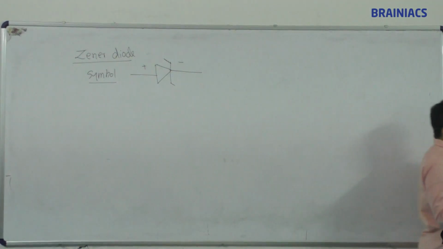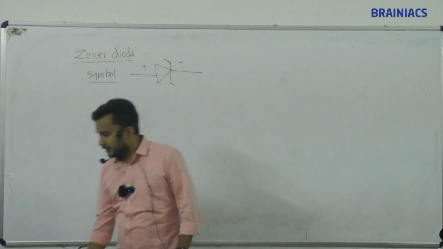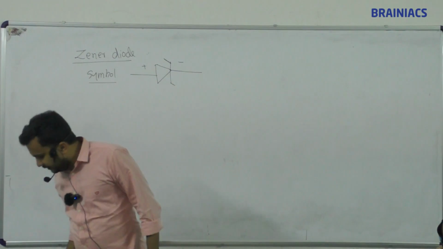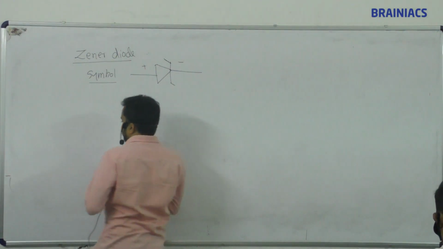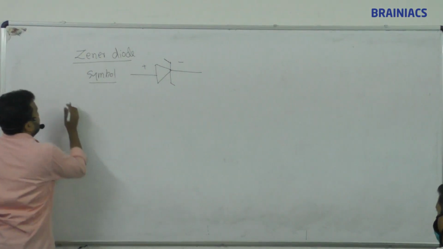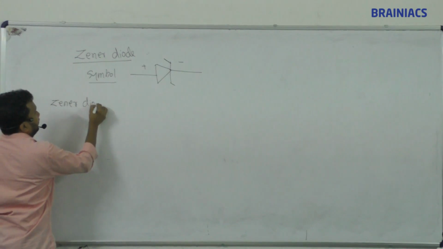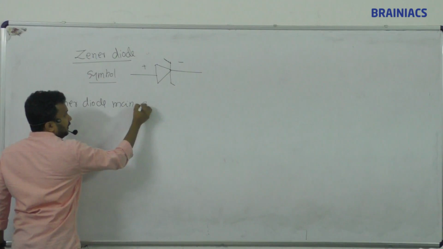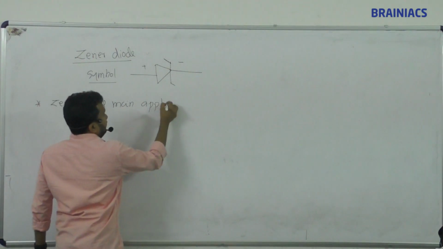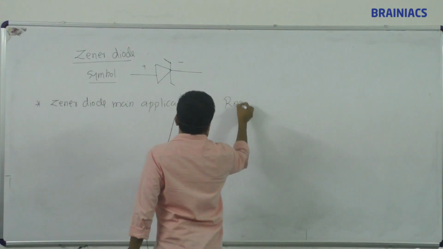How is a Zener diode used? There are a lot of use cases for the Zener diode. The main use of the Zener diode is as a voltage regulator. So write down the heading: Zener diode main application as regulator.